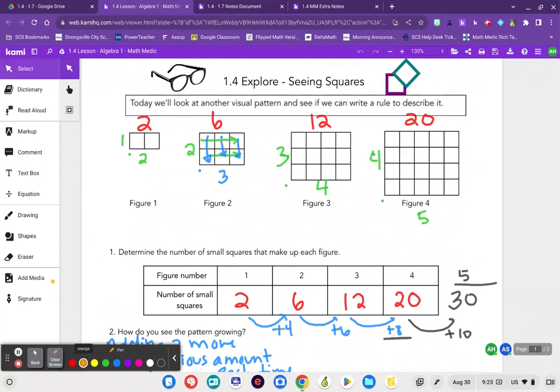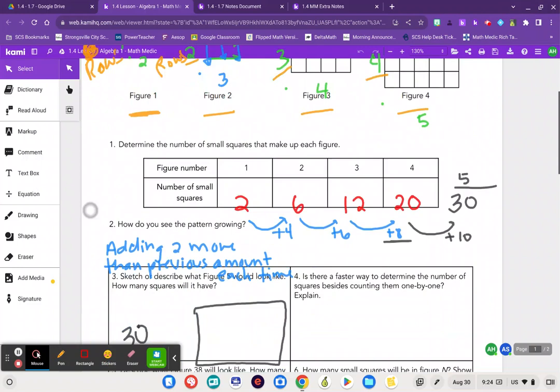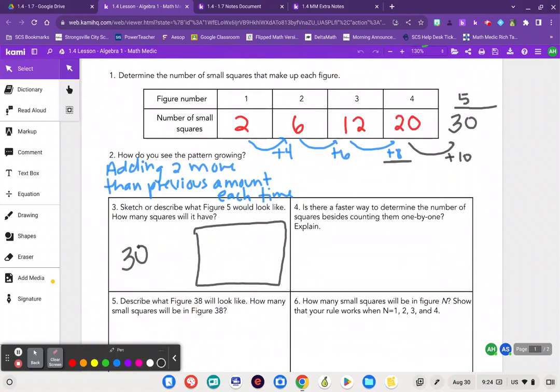But when doing that, I also happened to notice that however many rows there were, that matched the figure number. So like here in figure 2, there were 2 rows. That was figure 2. And figure 3 had 3 rows. And figure 4 had 4 rows. So I'm guessing if I come back down here and make my picture, the figure 5 is going to have 5 rows. 1, 2, 3, 4, 5.